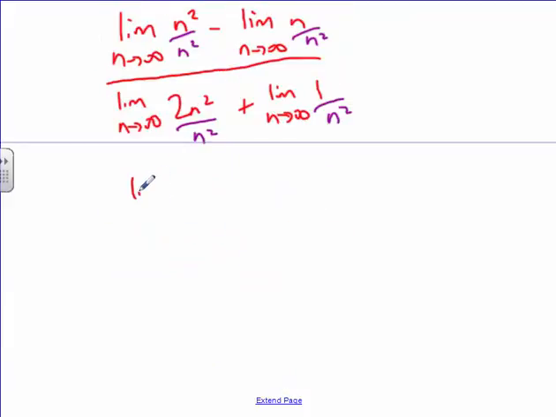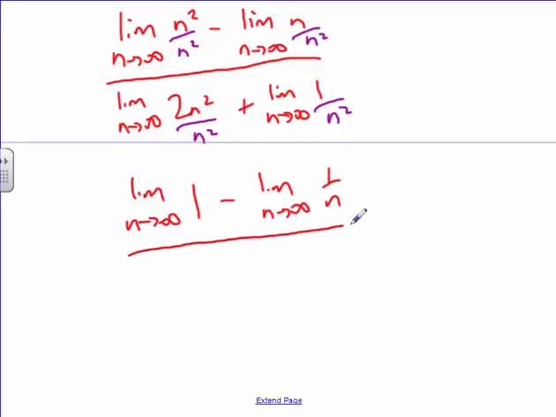Okay, I still am writing limits out for everything. I haven't done anything. I haven't substituted yet. But what's n squared divided by n squared? Well, it's 1. What is n divided by n squared? Well, that's 1 over n. What is 2n squared divided by n squared? Well, it's just 2. And this one right here, I can't actually do anything. I just have to leave it as the limit as n approaches infinity for 1 over n squared.